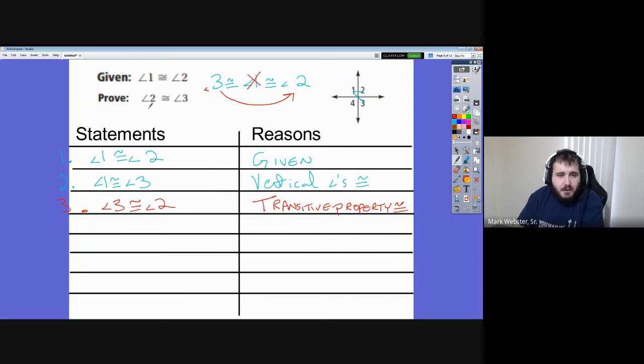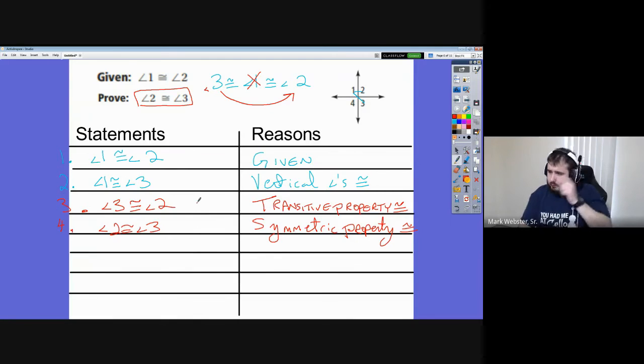And now, once again, hey, look, I think I've got what I want. It's just backwards. Well, that just means I can use the symmetric property. And that's what I wanted to prove. That's what I wrote down. I've got all my work. I've got all my reasons given. So I can just say, hey, I'm done now.